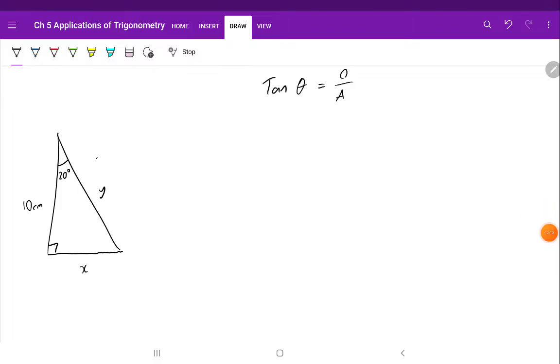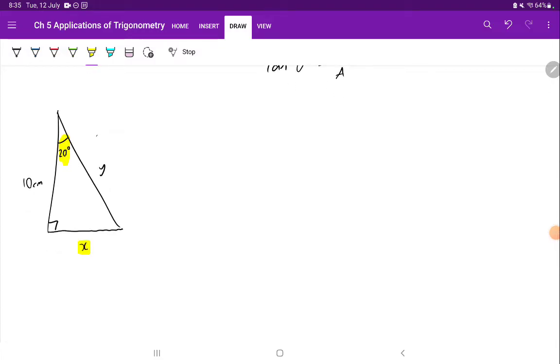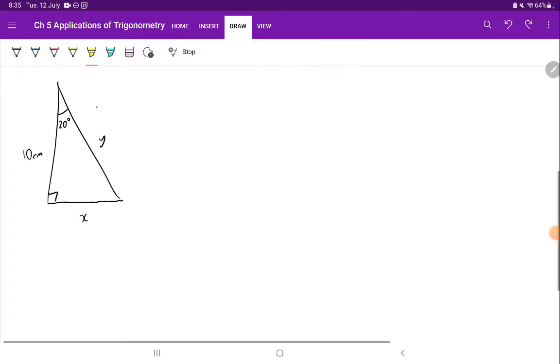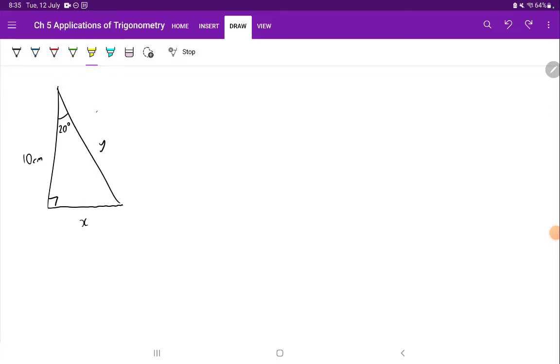Alrighty, so let's have a look at this one. In this case, we know this angle up here is 20 degrees, and we would like to find both x, this side down the bottom, and y, this side on a slant. The first thing I like to do is label all my sides in relation to the opposite, adjacent, and hypotenuse. You can see here, y is the longest side, so that is our hypotenuse. x is opposite the angle, so it is O, and 10 centimeters is the adjacent, as it is next to the angle. It's touching the angle.